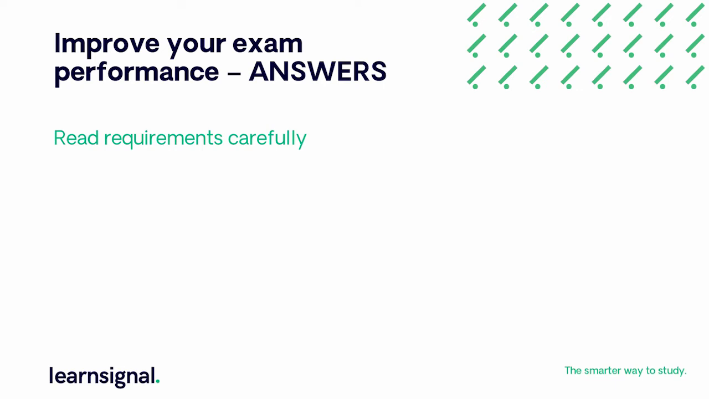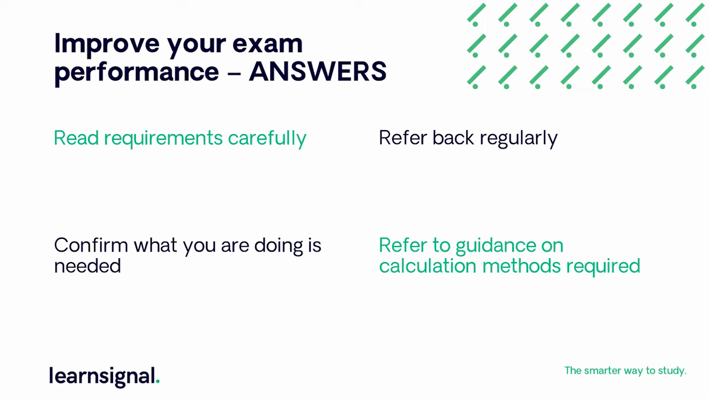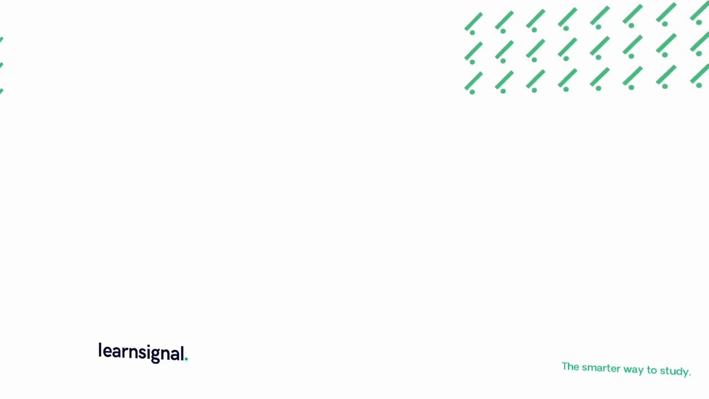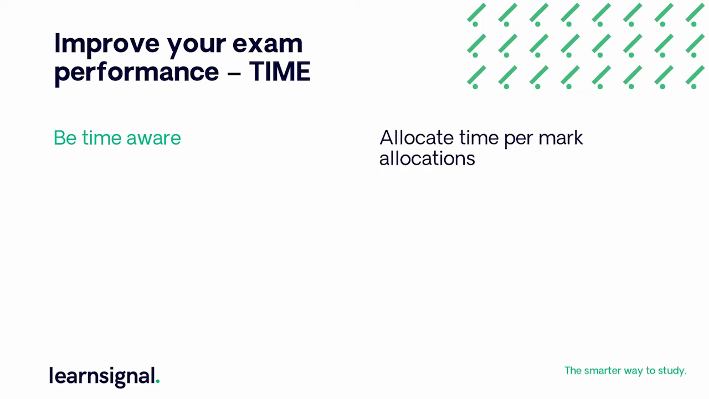Firstly, take some time to read the requirements and think about what they are asking. It is important to refer back regularly to the requirements, constantly checking what you are planning to do is required by the examiner. There may also be some guidance on calculation methods required. Take note of these and follow the instructions. Time management at this stage of the ACCA exam process remains an issue for students, so be time aware throughout and use the timings as mentioned earlier. No exceptions. Don't forget to think and finally use the time efficiently.